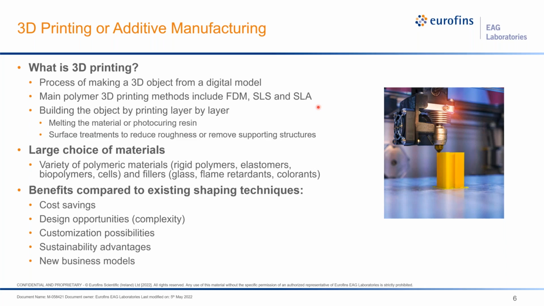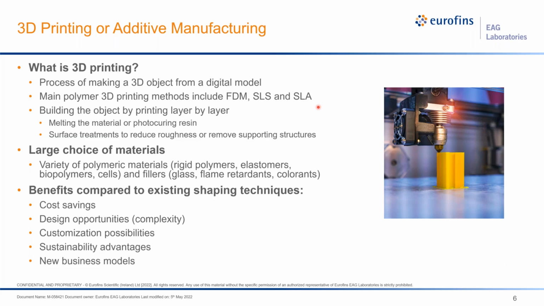Essentially, what you're doing here is building an object layer by layer. Either you're melting some material and fusing it, or you are doing a photo curing reaction. Oftentimes, at the end of the print, you'll need to do a surface treatment to reduce roughness or remove some sort of supporting structures. The reason why this is so popular, especially with polymers, is you have such a variety of materials that you can use. You can look at rigid polymers, elastomers, biopolymers, and there's even 3D printing with cells. In addition, you can reinforce your materials with a variety of fillers, such as glass fillers, flame retardants, colorants, and so on.